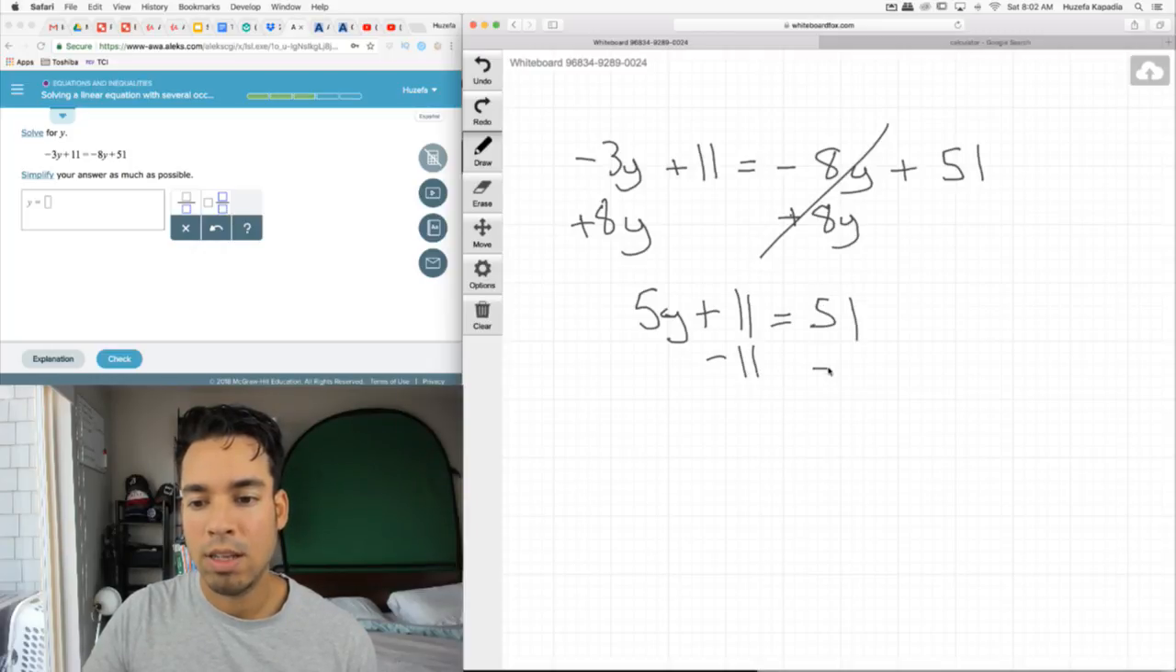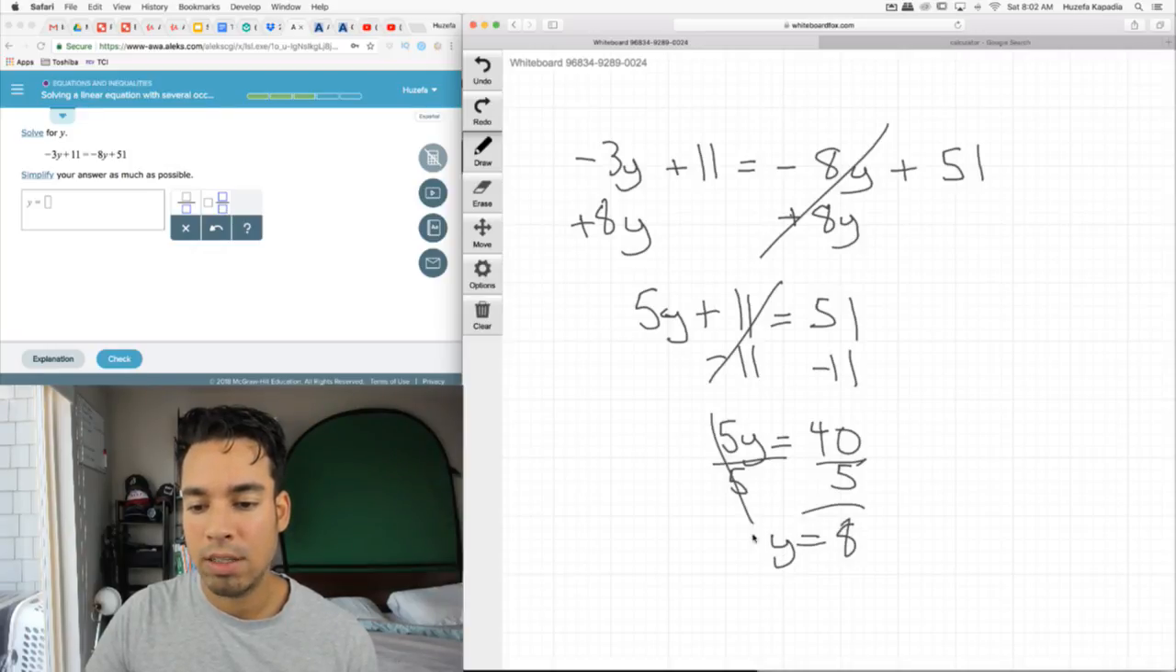We're going to subtract 11 from both sides. 5y equals 40. And then we're going to divide both sides by 5. And we got y equals 40 divided by 5, which is 8.